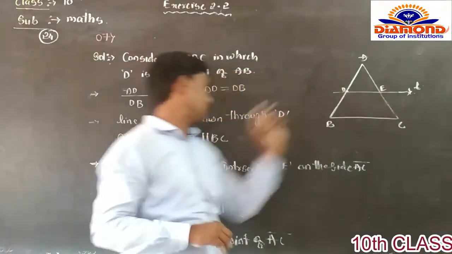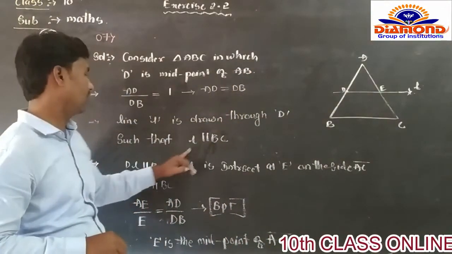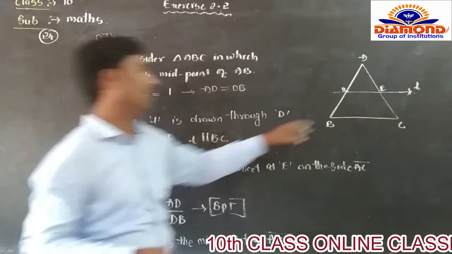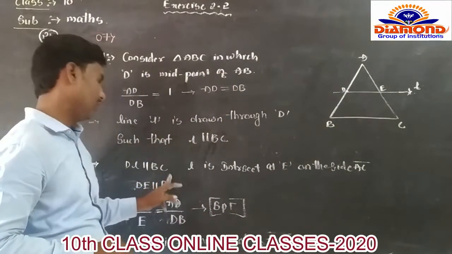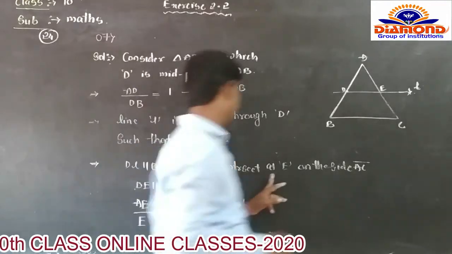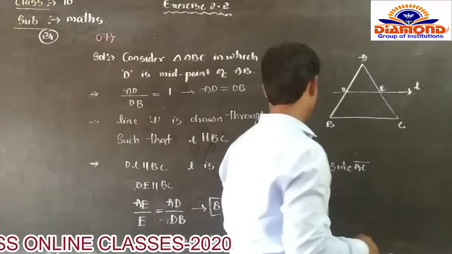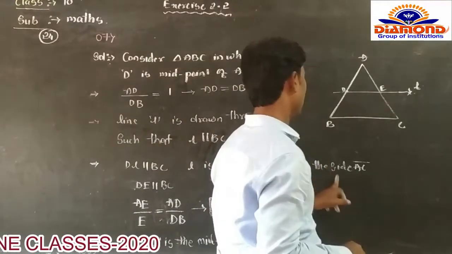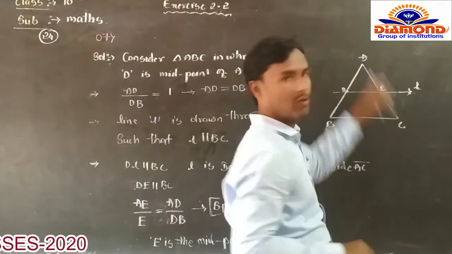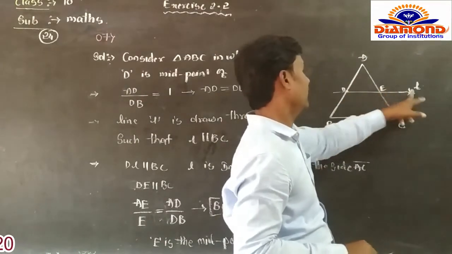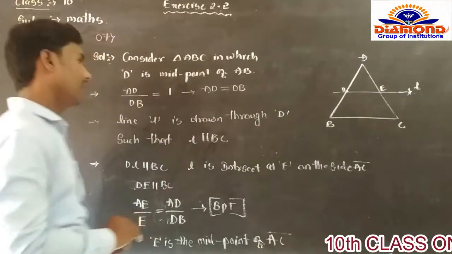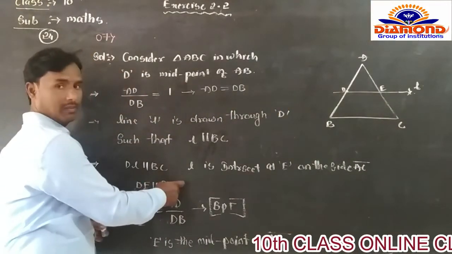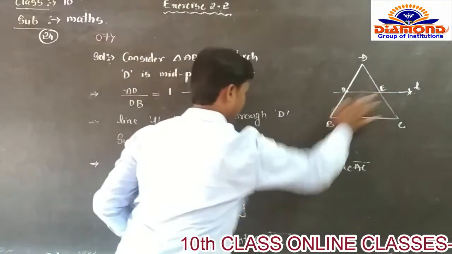So D se O pass ho chuke ja raha hai. Basically L is parallel to the BC. Condition L is parallel to the BC. Then DL is parallel to BC. L intersects at E. E on the side, which one? On the side AC. AC ke upar E point ke upar L intersect ho ke gaya. Iske liye we can write DE is parallel to the BC.